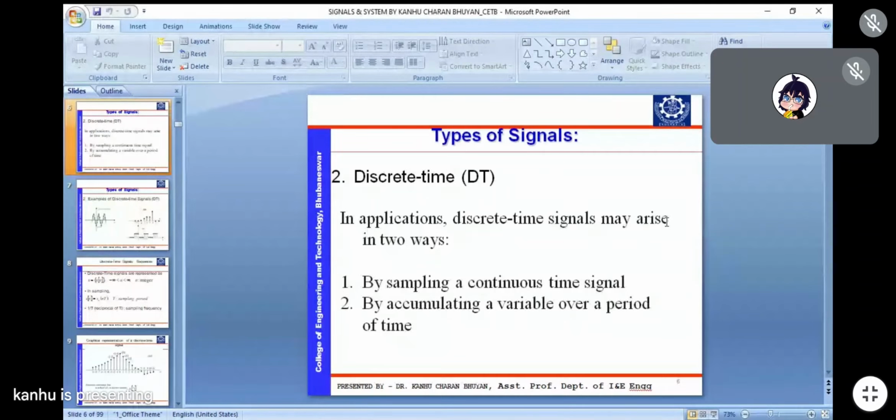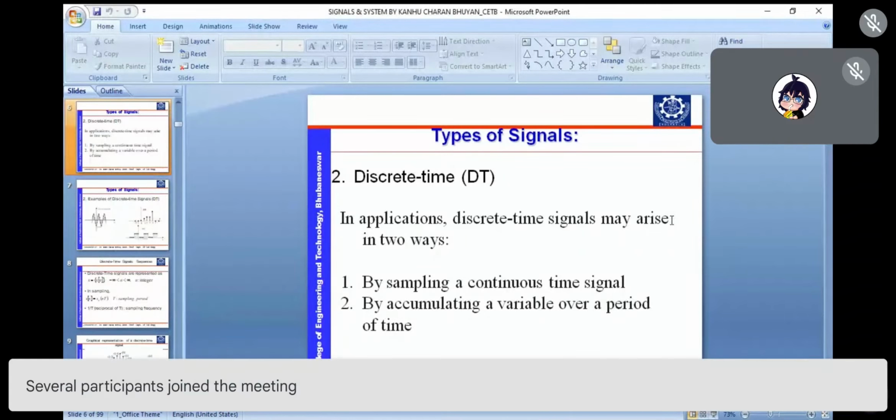Then you have to find out that sequence: x at 0, what will happen; x at 1, what will happen; n equal to 2, what will happen. Like this you have to find out that value. That means this is finite, maximum 3 or 4. Finite means the length must be constant.